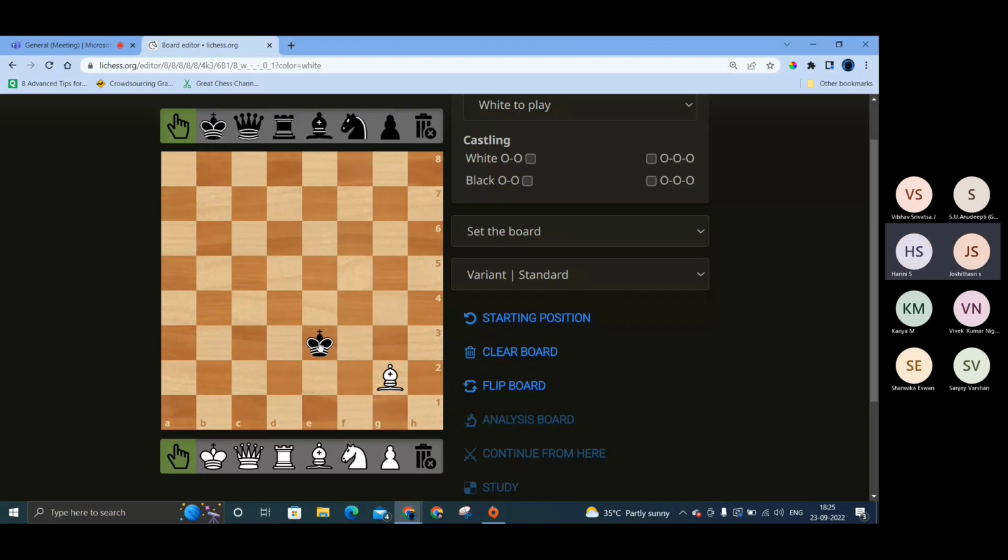You check, and you tell me which is the safe square. Okay, start.